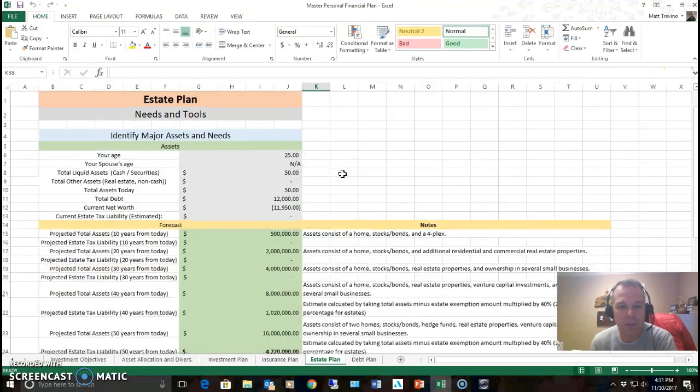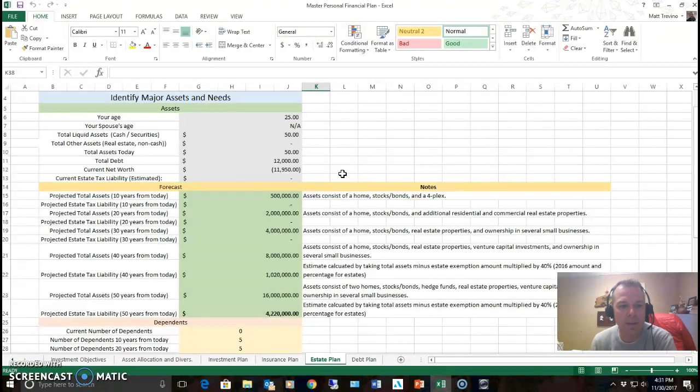You're welcome to copy this or whatnot. And a lot of this is just going to be you estimating, because some of these can be big numbers, as you can see. So plug in your information. This is a situation where single, 25, have 50 bucks in cash, 12,000 in debt, so a negative net worth at the moment of 11,950. So at the moment, absolutely no estate tax liability.